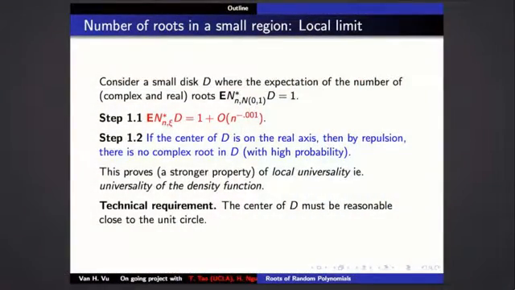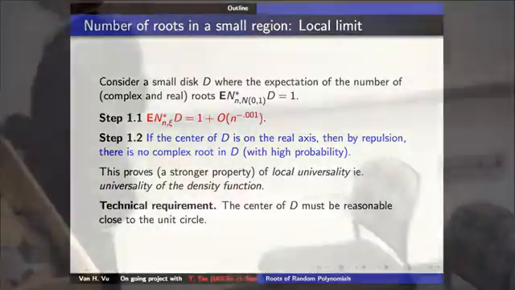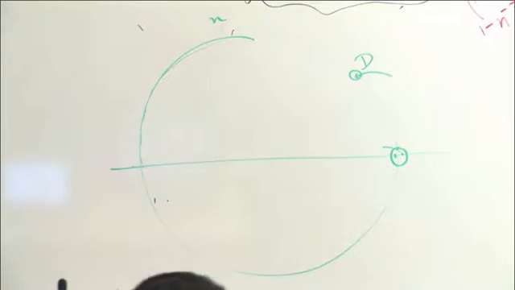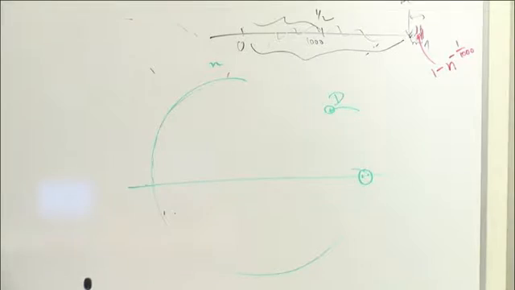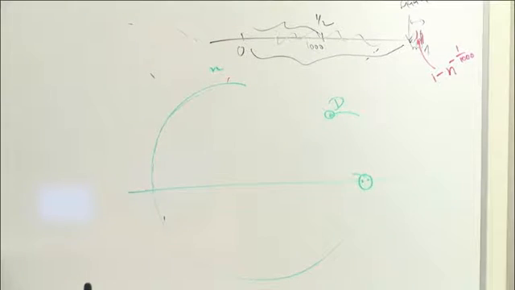That gives you the density, the two-point repulsion, and so on and so forth. That will take care of steps 1 and 2. I am not going to define correlation functions because it's sort of technical, but I will be glad to discuss it more later. There's some technical requirement here. That's why we need this condition that we have to be close to 1, namely that the center of D must be reasonably close to the unit circle. So it cannot be at distance like 1 over 1,000 from 1. It has to be at a negative polynomial distance.